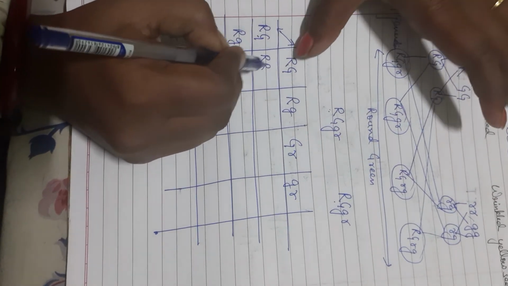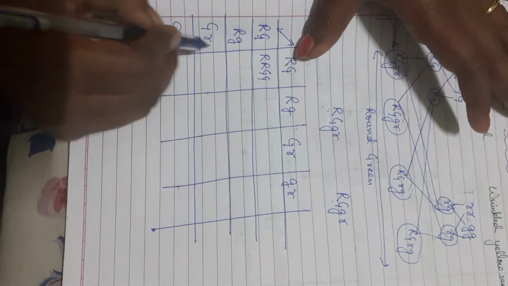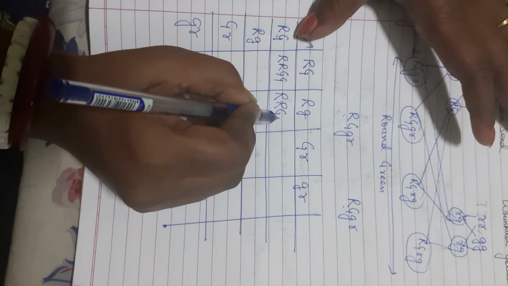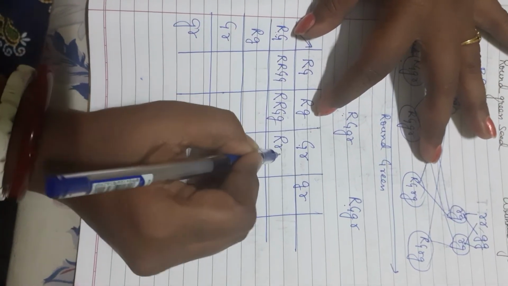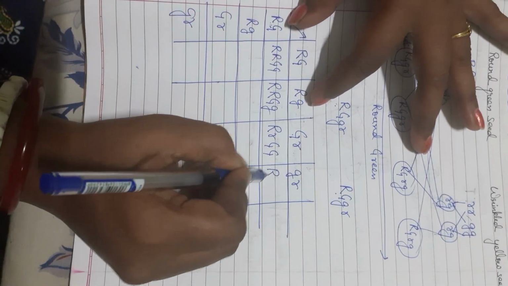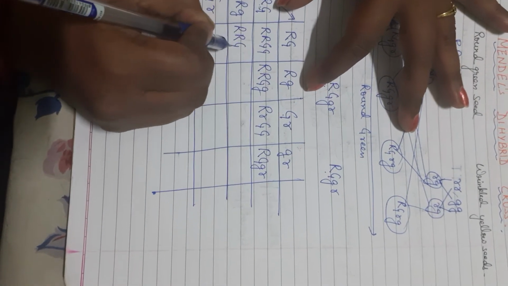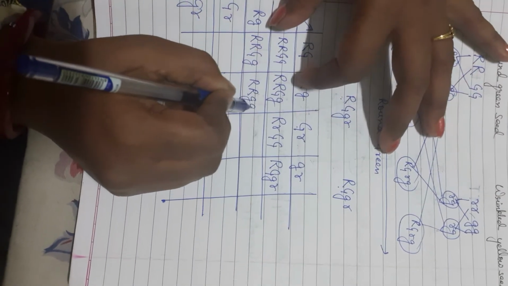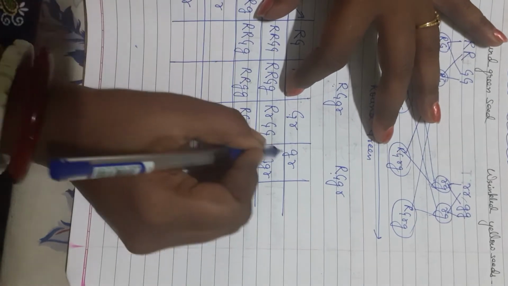Over here, this into this means capital R, capital G, capital G. This into this, that is capital R, capital G, small g. This into this, capital R, small r, capital G, capital G. This into this, you can write it by yourself. See, it is very easy. You just have to cross it. Nothing else, just go on crossing. See, I'm just crossing.